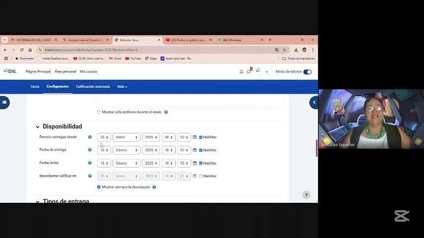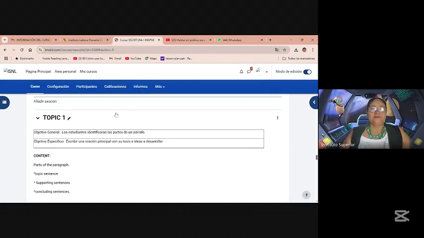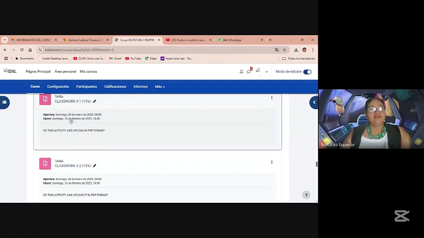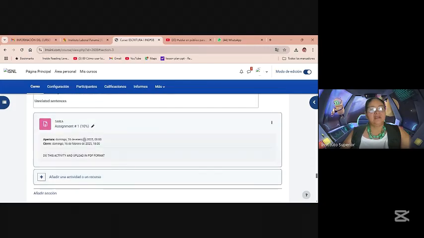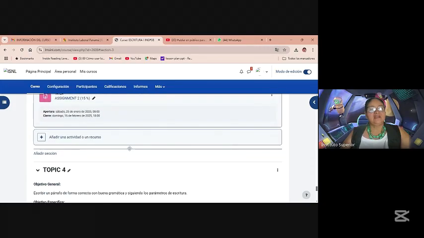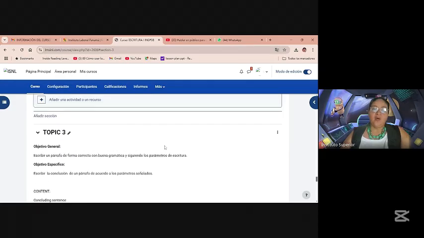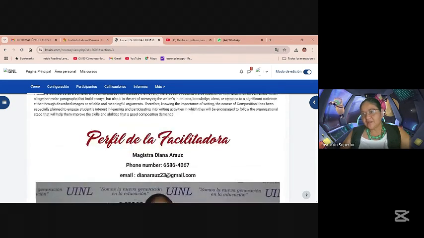Here we have all the activities open today, January 26th, and all the activities close February 16th, okay? All the activities. So we don't have problem with that. Here you have January 26th, February 16th, and February 16, okay? All the activities close the same day. Another question, comment, or suggestion about the activities?